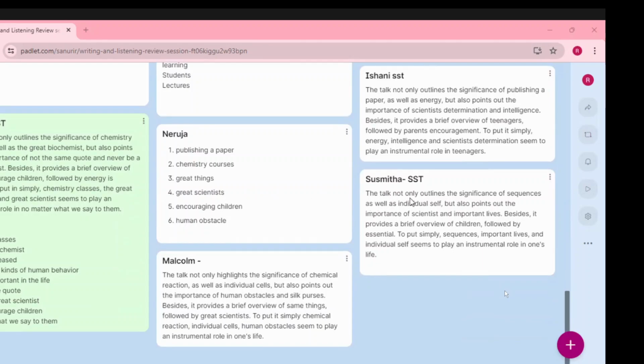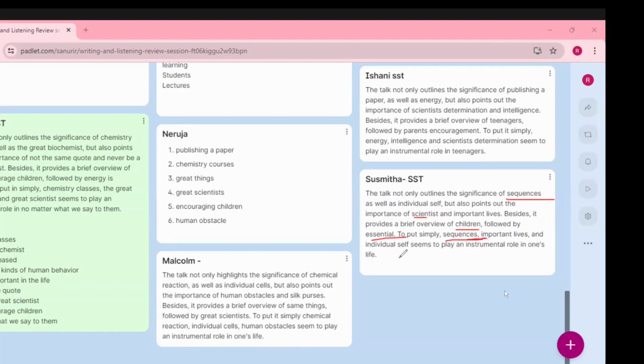And next, the talk not only outlines the subsequences. Okay, this is wrong, only one word as well as individual self. But also points out the importance of scientist. One word, important lies correct. Besides, Kamal provides a brief overview of children. One word. So, Smita, place it. One word. This is also sequence. This is wrong. And the other two, okay.